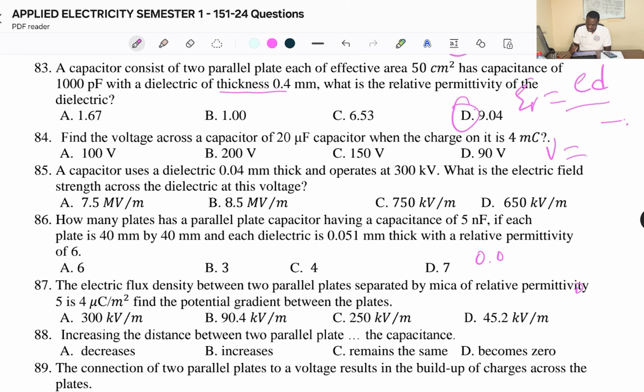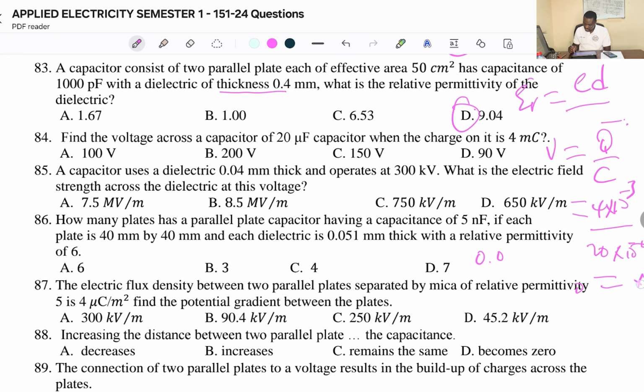Now voltage is equal to what? Charge over capacitance. So we are interested in the voltage. Charge is what? 4 milli, right? Then the capacitance is 20 micro, 20 times 10 to the power minus 6. So what do we get?